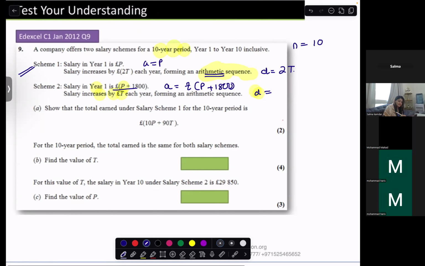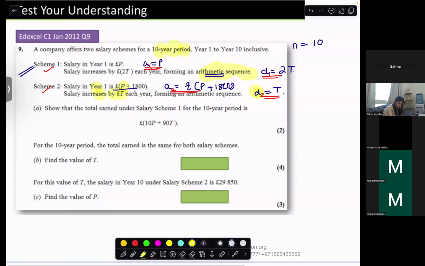Now, if you notice over here, I have two schemes. For scheme one, this is the A and this is the D. For scheme two, this is the A and this is the D. So I write it for my reference: A1, A2, D1, D2 when I read the question. Okay, read ahead, please.